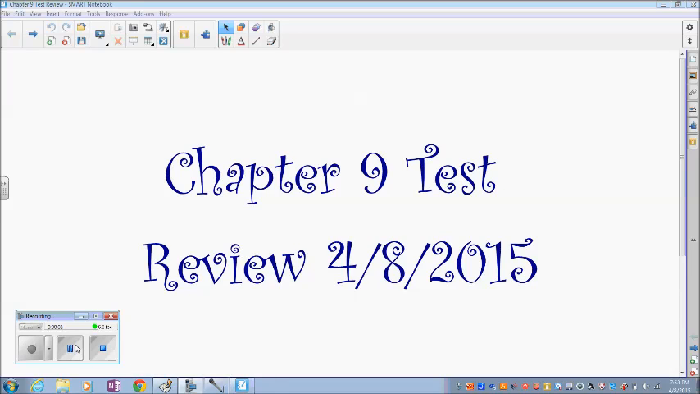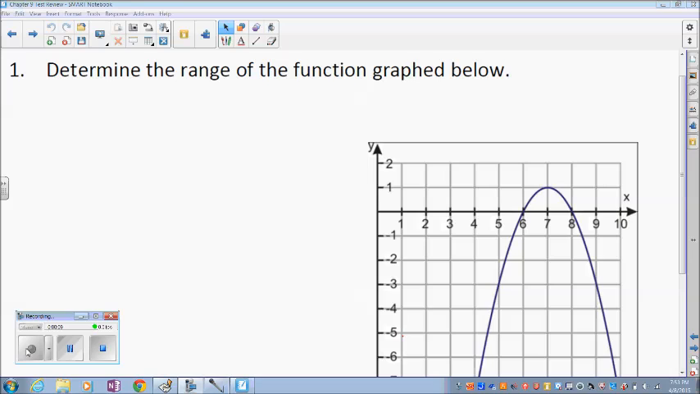Okay, today we did the Chapter 9 test review on 4/8/2015. Your test is tomorrow, which is 4/9/2015.